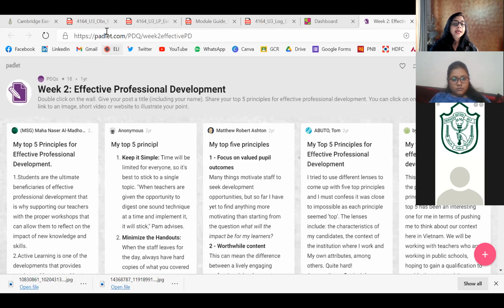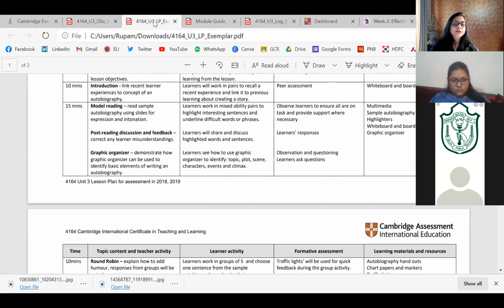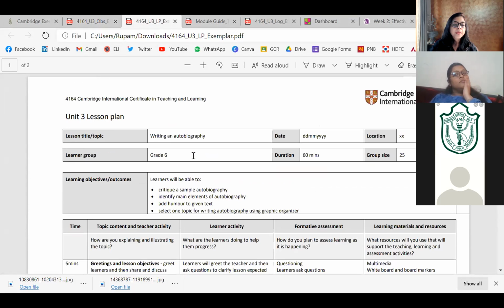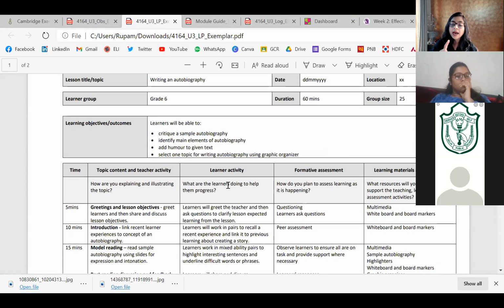All right. So I'll now go on to the next thing which we have to understand. I'll first take you to the lesson plan, then to the activity log, and finally to the observation form. First I'll take you through this lesson plan. This is the unit 3 lesson plan that I'm discussing, and we'll have to see how we can modify this lesson plan to suit our online teaching.